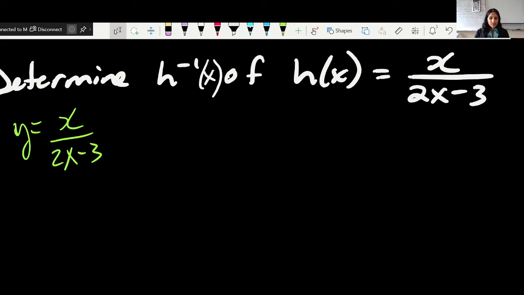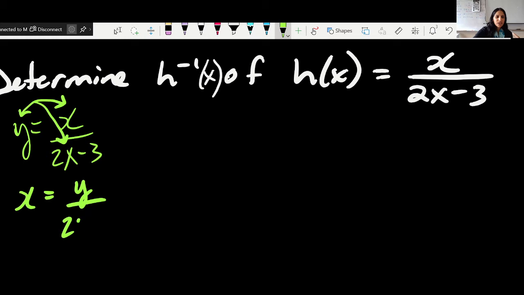So there's the first step. Then what do we do with this? What's the next step always? Here's how it's a little bit different. We swap the x and the y values, right? So here's the reason why it's a little bit weird this time. Look what's happening here. x equals y over 2y minus 3. So we now have y at the top and at the bottom in our rational equation.